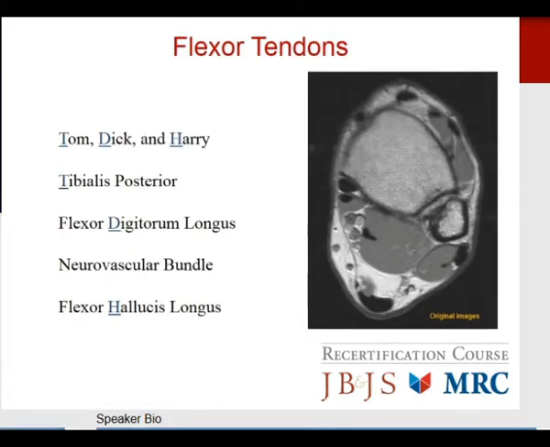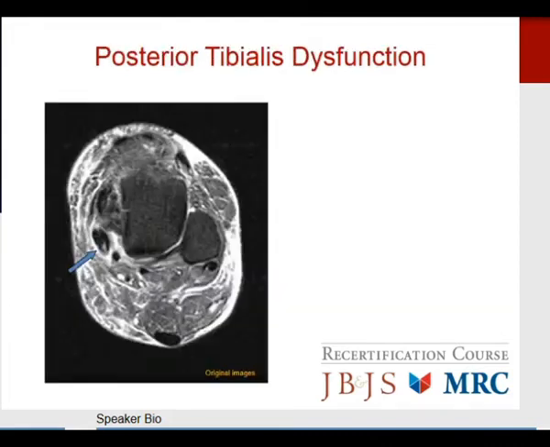If we're assessing the tendons at the level of the ankle, we often use the axial imaging plane, and you need to be able to identify which tendon is abnormal. In the medial compartment, we use the mnemonic Tom, Dick, and Harry: posterior tibialis tendon, then the flexor digitorum longus, and then the flexor hallucis longus tendon. And then we have, of course, the Achilles tendon posteriorly, the extensor tendons in the anterior compartment, and the peroneal tendons noted laterally.